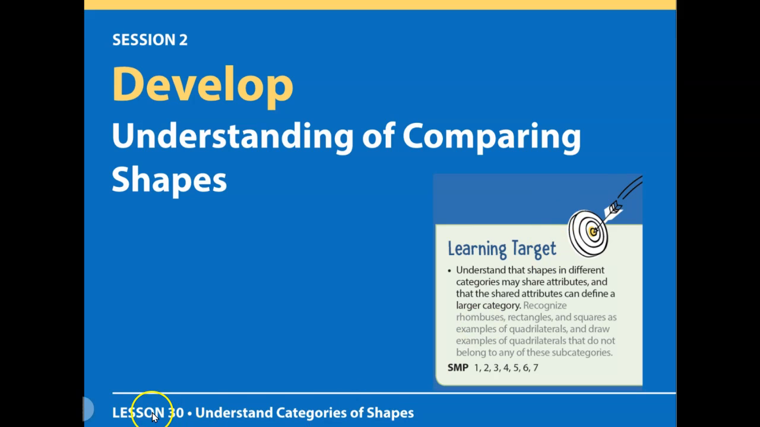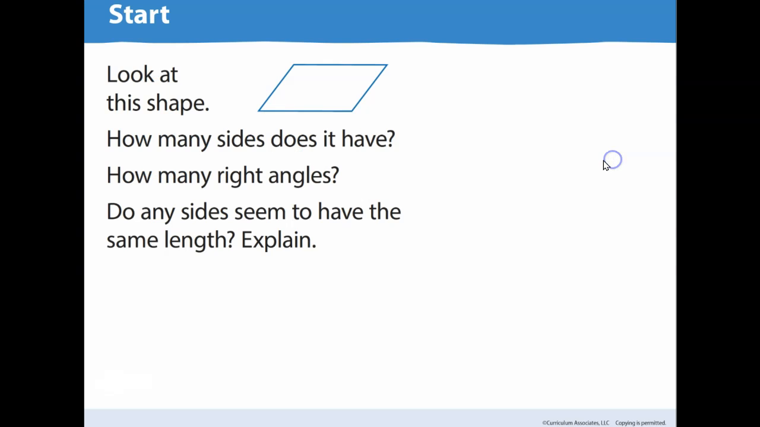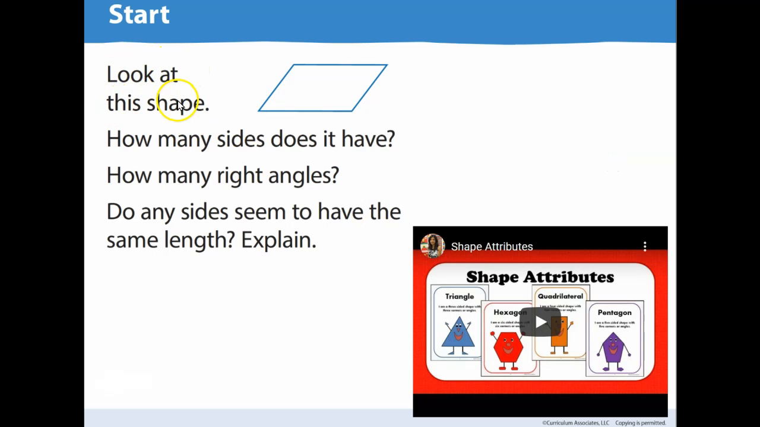All right, lesson 30, it says understand categories of shapes, okay? So we're doing what we call geometry. Session 2, understanding of comparing shapes. This is my favorite part. I like this. It says look at this shape, okay?